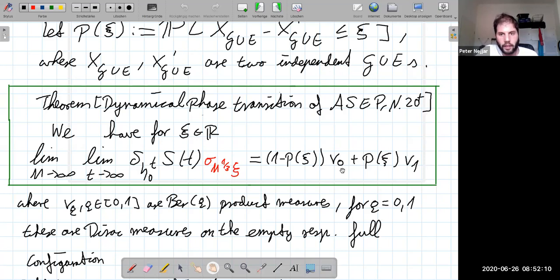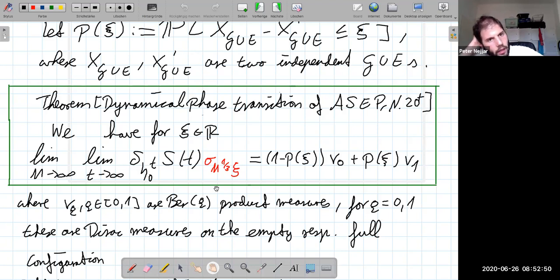And I mean, this μ0 and this μ1 can be seen as degenerate examples of the Bernoulli product measures, ν rho. So in general, for rho between 0 and 1, you can define an invariant measure ν rho, where the occupation variables of your ASEP are IID Bernoulli rho distributed. Okay, and if you set rho equal to 0 and 1, you recover exactly these Dirac measures.